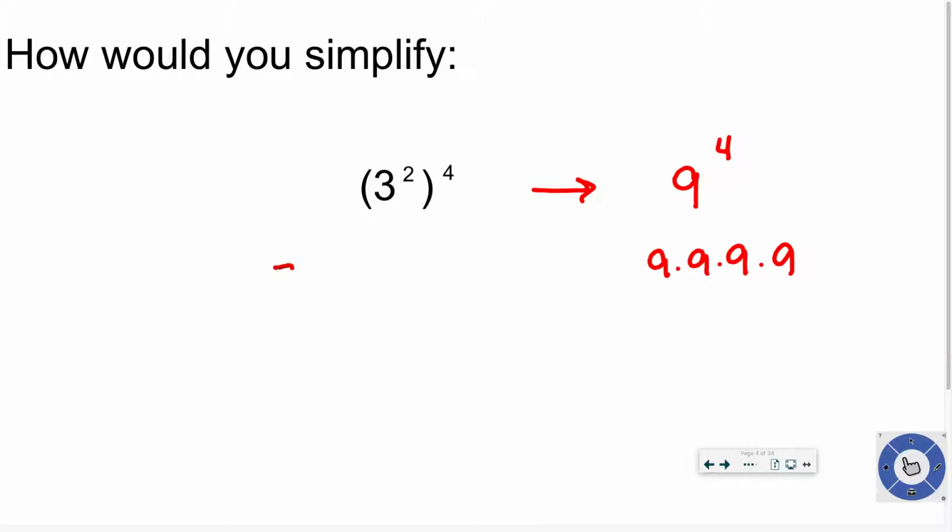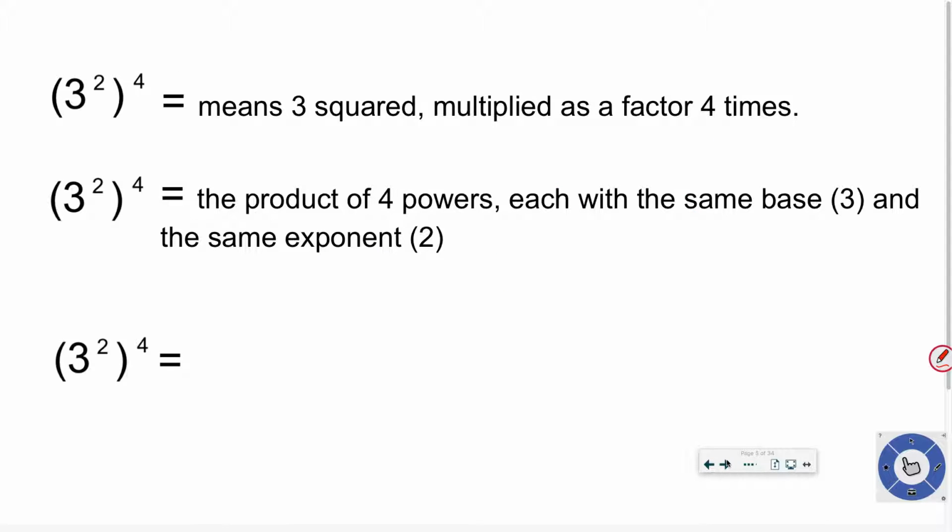So is this the same? 3 squared. Is that the same? Yes. Yeah, 3 squared times itself 4 times. That's what this is saying to me. So 3 squared to the 4th is 3 squared multiplied as a factor 4 times. The product of 4 powers, each with the same base of 3, the exponent of 2. So we rewrote that.